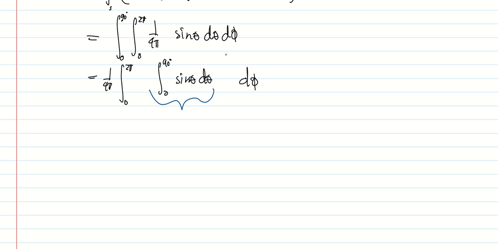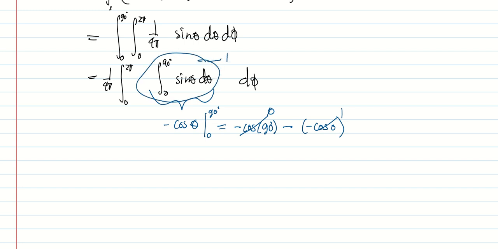So what's the integral of sine theta? The integral of sine theta is negative cosine of theta. But we need to take the limit from 0 to 90 degrees. So upper limit minus lower limit, this will be negative cosine of 90 degrees minus negative cosine of 0. Cosine of 90 is 0, cosine of 0 is 1. Negative, negative, so it will become positive. So this whole thing is just equal to positive 1.